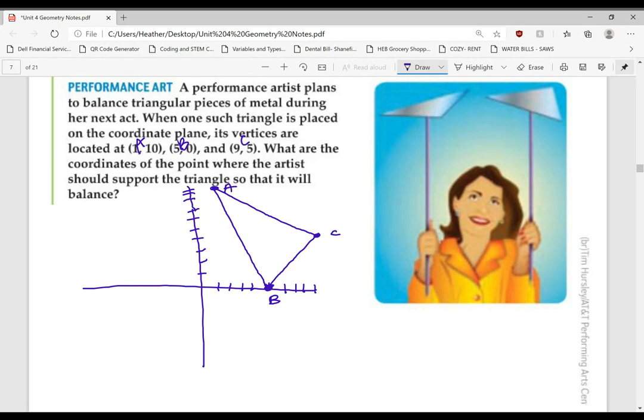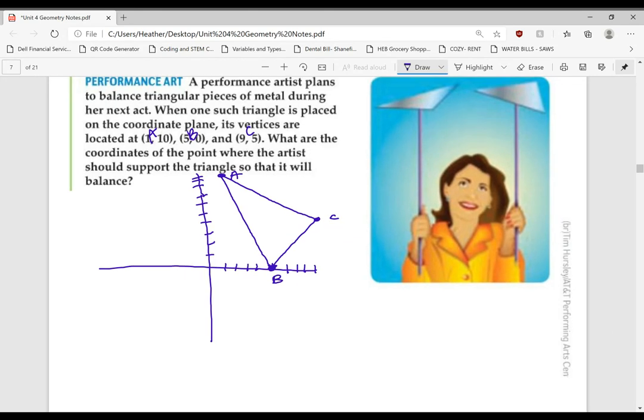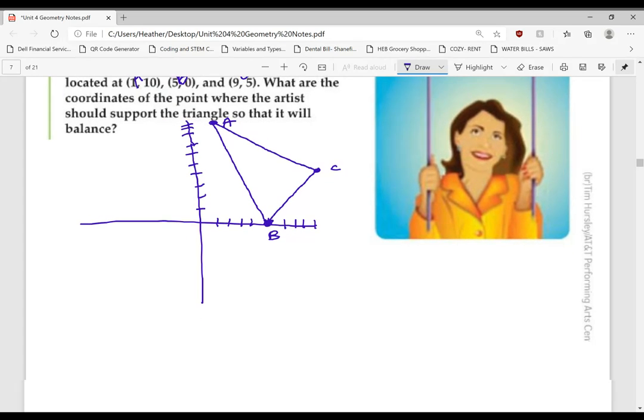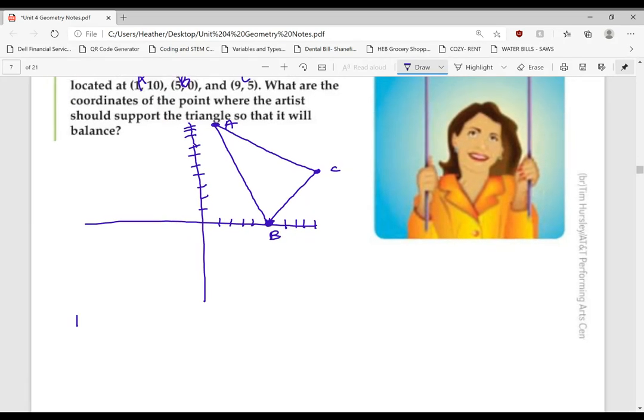So what we need to do is find the midpoint D on the side AB. Remember, we're using the midpoint formula to find D. So D is going to be between A and B. D is (1 plus 5) divided by 2 over (10 plus 0) divided by 2. Remember, it's x1 plus x2 over 2, y1 plus y2 over 2. If you are still struggling with memorizing formulas, please make sure you are doing that on your own time.